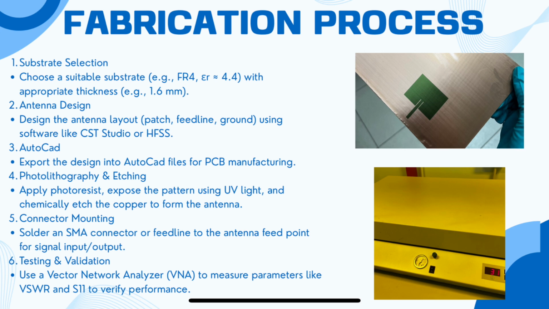So this is the fabrication process, where we start by selecting FR4 as the substrate. Then the antenna is designed using CST Studio. The design is then exported to AutoCAD for PCB fabrication. Next, photolithography and etching form the antenna pattern on the copper. An SMA connector is soldered at the feed point. Finally, we test the antenna using a VNA to measure S11 and VSWR.